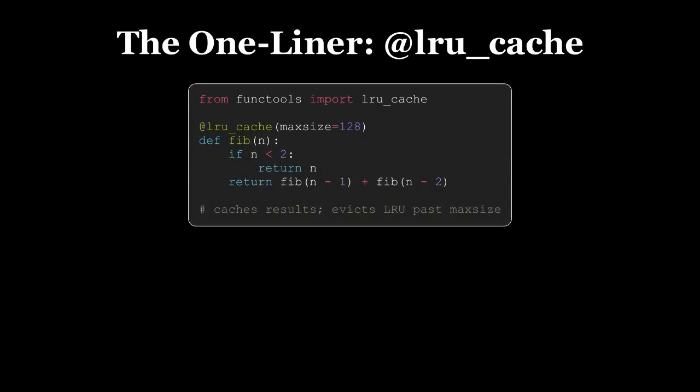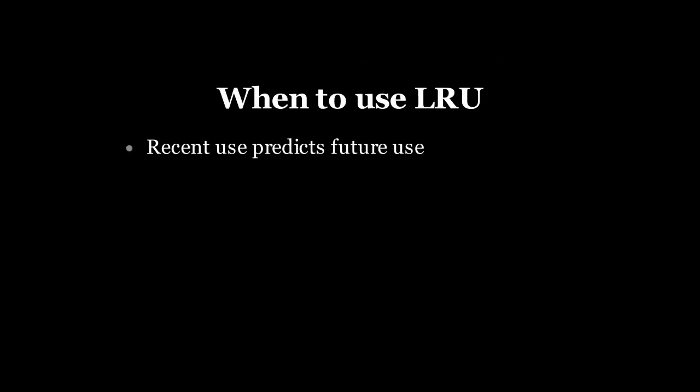And if you just want to cache a function's results, you don't even write a class. functools.lru_cache is a decorator that wraps any function with exactly this machinery: a hash map plus a usage order, bounded by maxsize. Internally, it's the same dict and linked list trick you just saw, battle-tested and written in C.